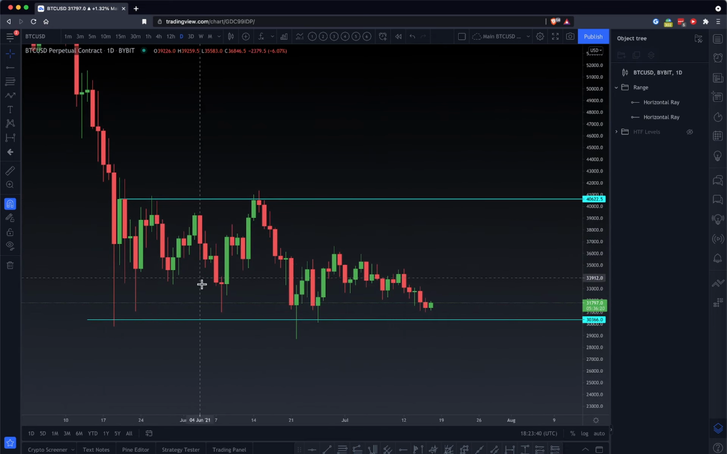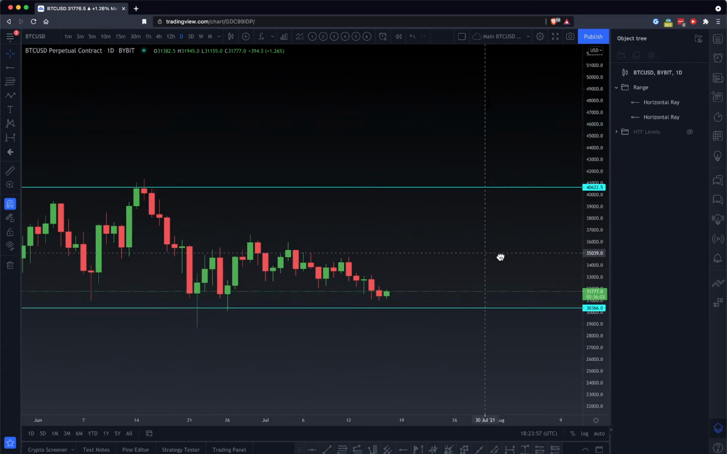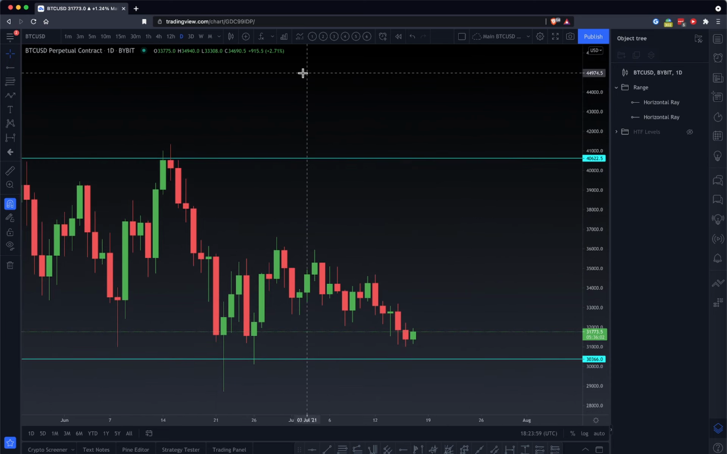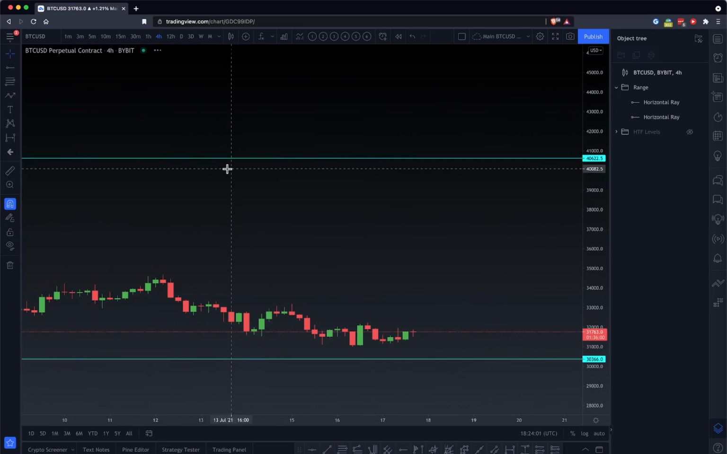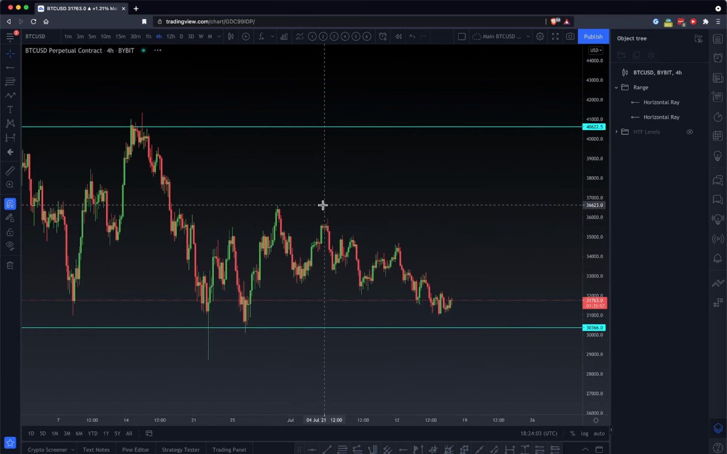So we had a tiny bull trap, and then we hit back down, down, down. Okay, let's get into more lower time frames here.